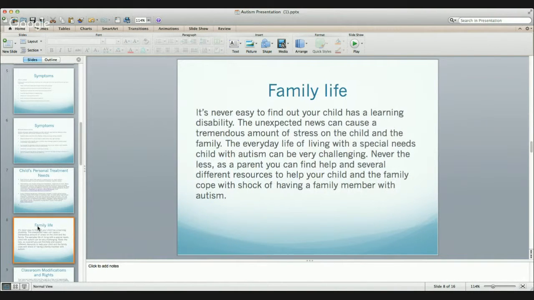Family life. It's never easy to find out your child has a learning disability. The unexpected news can cause a tremendous amount of stress on the child and the family. The everyday life of living with a special needs child with autism can be very challenging. Nevertheless, as a parent, you can find help in several different resources to help your child and family cope with the shock of having a family member with autism.